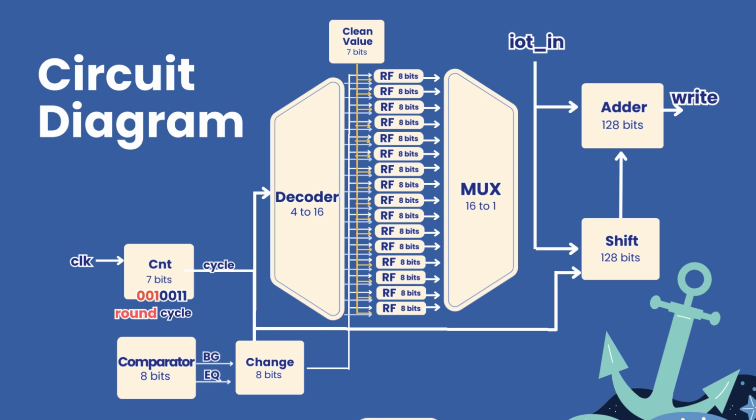And then for the shift module, we have IOT in and the cycle number. Then it will output the true value of IOT in, because the shift module transfers the IOT in 8 bits to its true value of IOT 128 bits. So it will tell the adder what the true value of the IOT in is. So the adder will add the output with the inputs, then it will rewrite the output again.